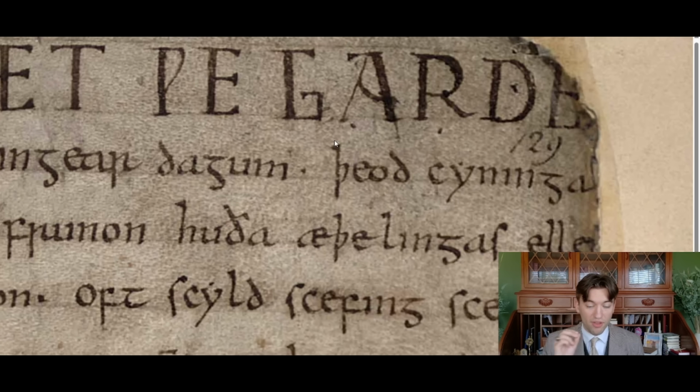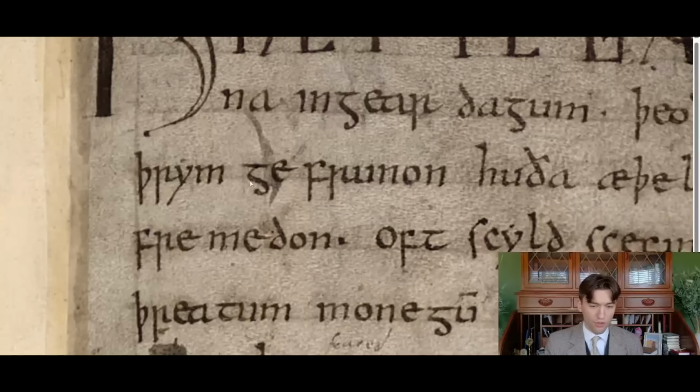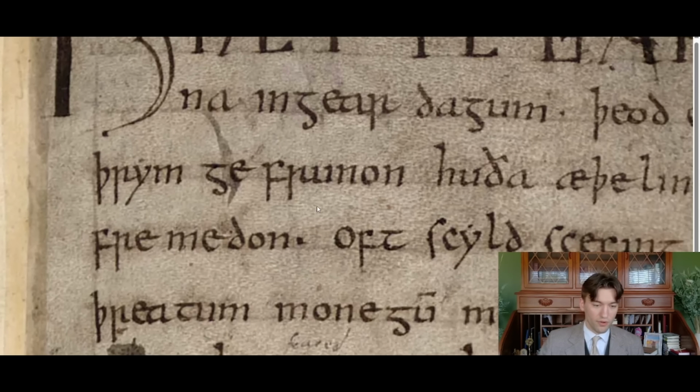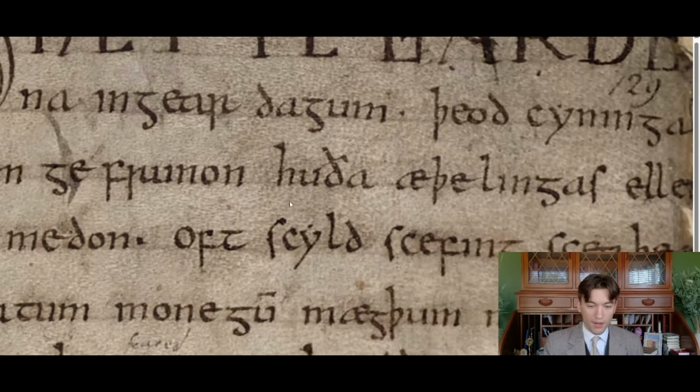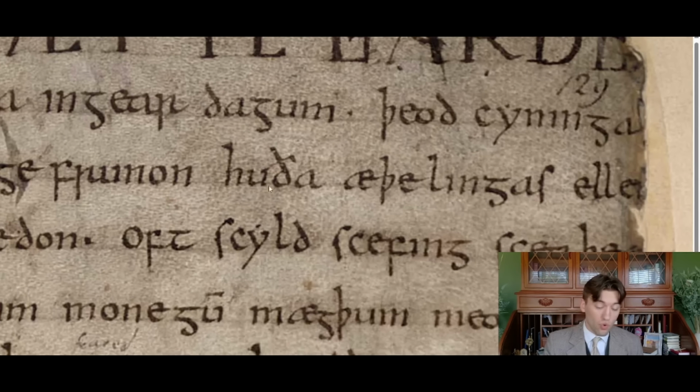So it makes the th sound, voiceless or voiced, either of those sounds that in modern English we use the TH for. Theod-cyninga, of the great kings, þrym gefrunon, we discovered their glory, and then hu ða æþelingas.